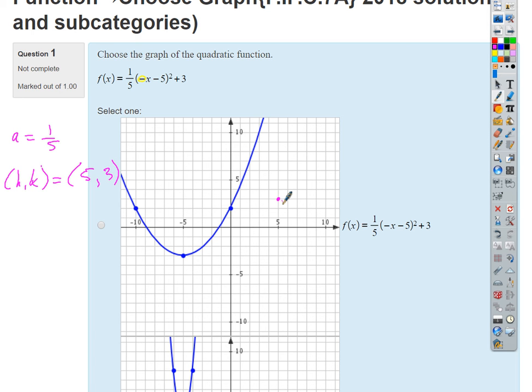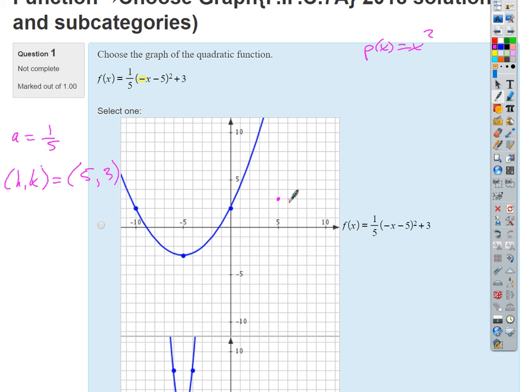Wait, but it's an x squared, isn't it? Right? If the a and the h and the k all were to go away, we would just end up with an x squared, wouldn't we? So our parent graph is x squared. Now let's think what an x squared graph looks like.